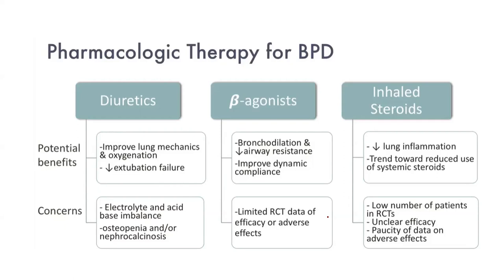The purpose of those diuretics: in the lung, we said the baby might have pulmonary edema, inflammation, and fluid. Theoretically, diuretics improve lung mechanics and oxygenation, and there's potential help in decreasing extubation failure. Any evidence? There is no evidence that diuretics prevent chronic lung disease. Again, there is no evidence that diuretics prevent chronic lung disease. Then why do we use them? Some centers use them to improve the baby's clinical, acute status.